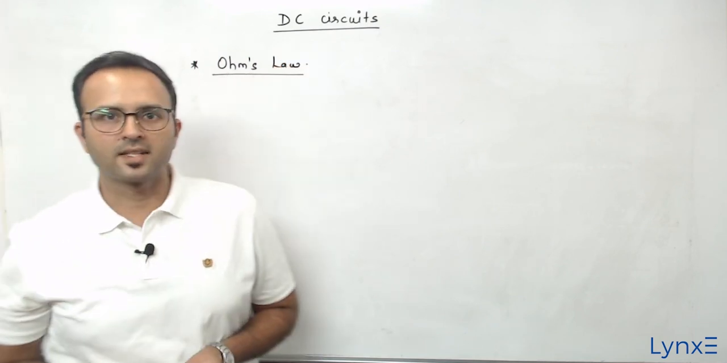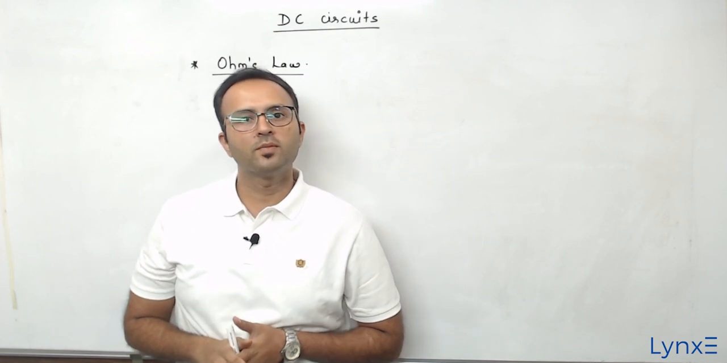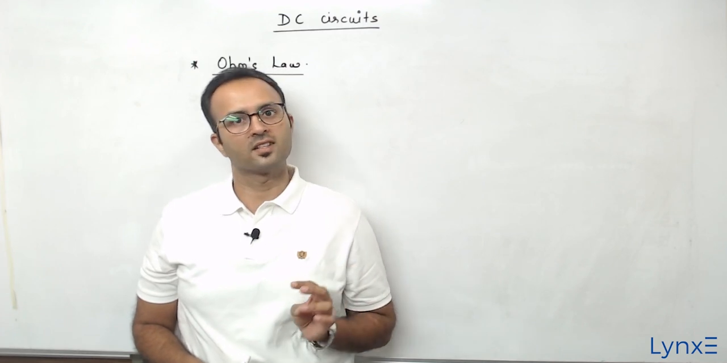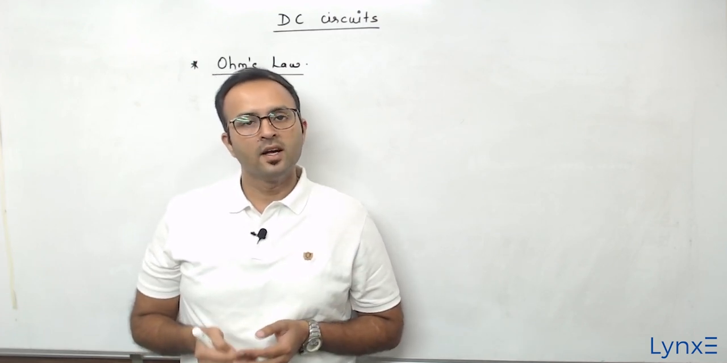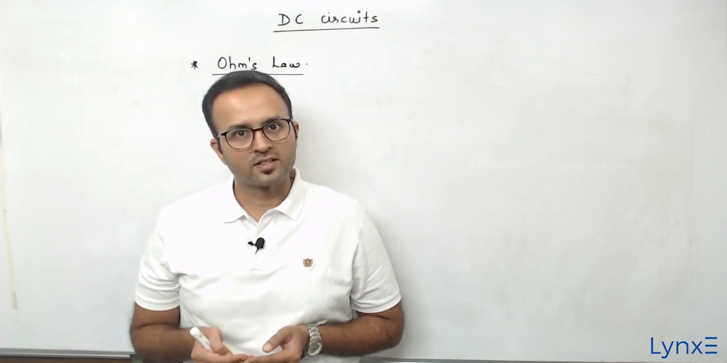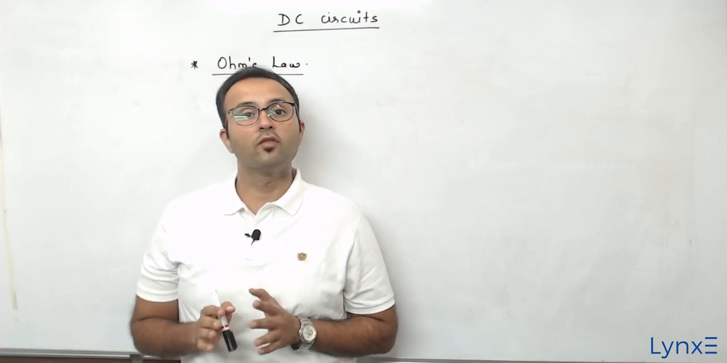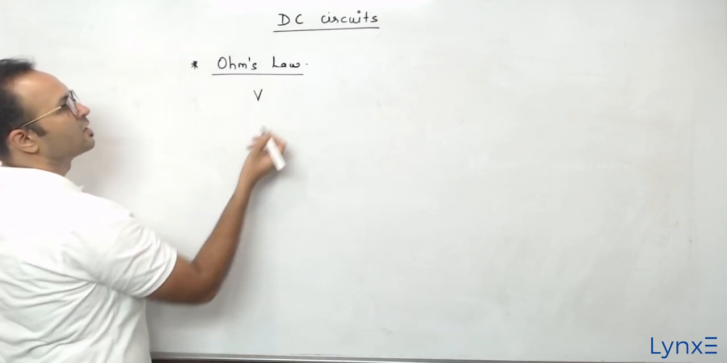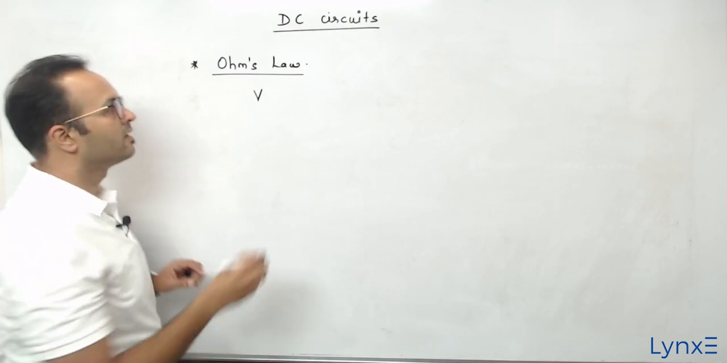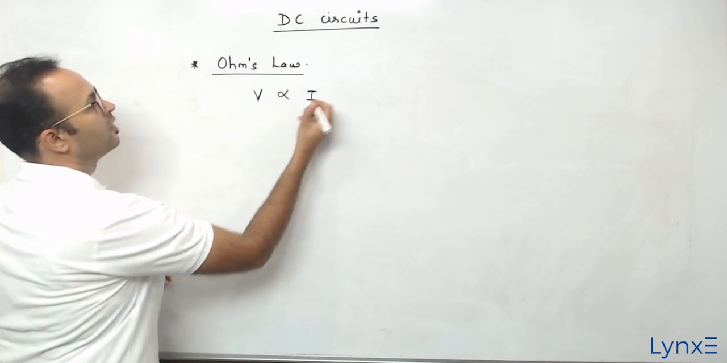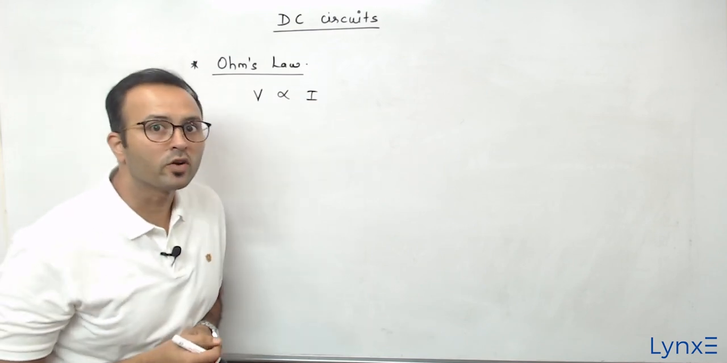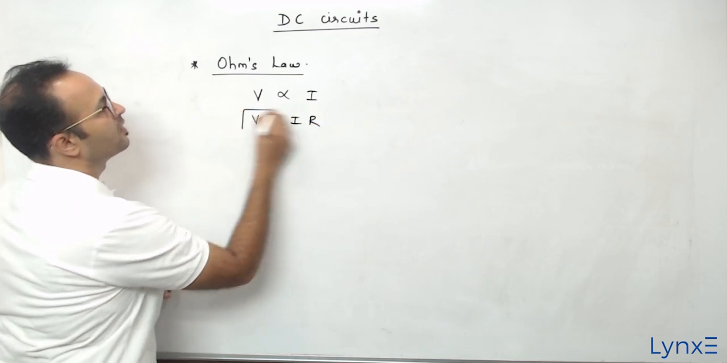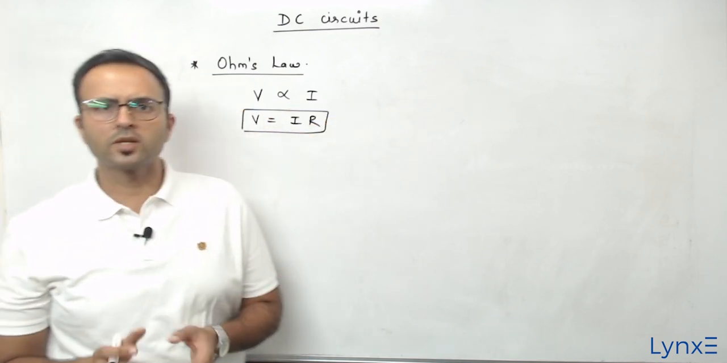Now, Ohm's law gives you a relationship between voltage, current, and resistance. So what exactly does it state? It states that the potential difference applied between two points is always proportional to the current. Potential difference is nothing but voltage, so voltage, defined by capital V, is proportional to current. To remove this proportionality, we put in a constant, resistance. So we can define V equals IR. This is Ohm's law, the most important law.